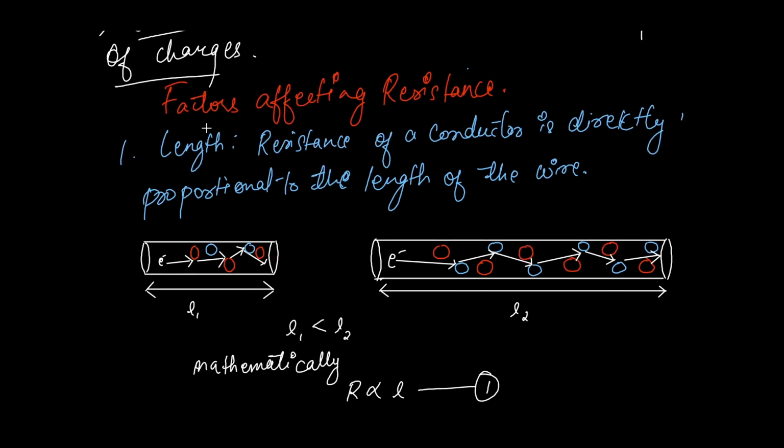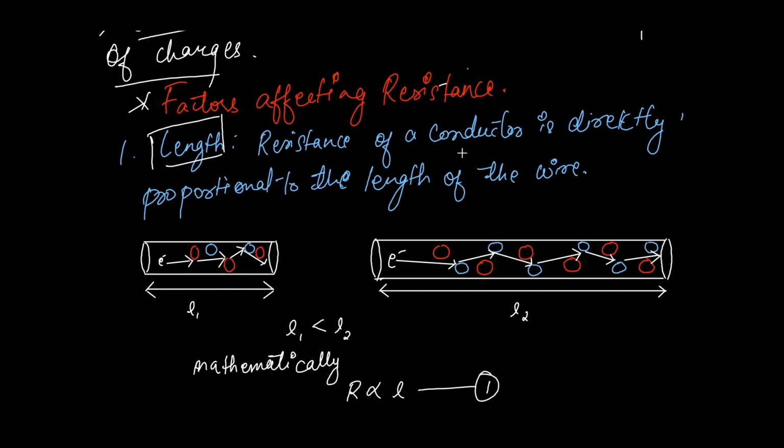Here we are going to discuss different factors which affect the resistance in a circuit. First of all is length, and we are talking about the length of the conductor. Let me define it: the resistance of a conductor is directly proportional to the length of the wire.